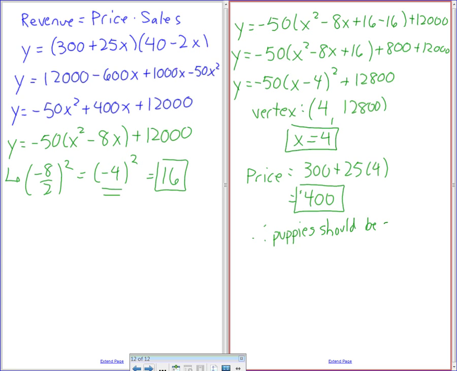How much should be sold for $400? That's all you have to say? Yeah. Now, again, this is the y value here. That's what money they make. And the people selling the puppies would make $12,000. Okay, but they'd be selling a huge amount of puppies. It's like 40. No, you don't have to.